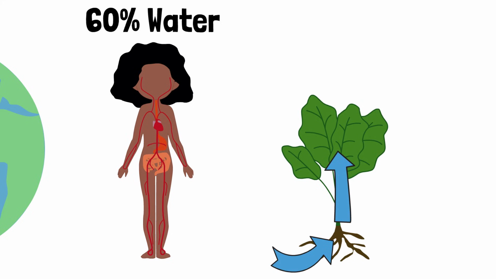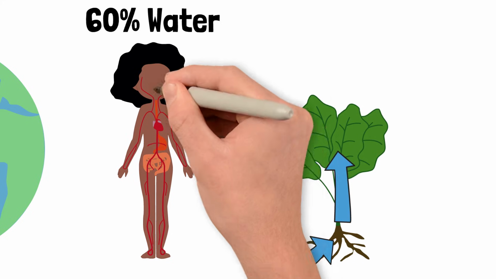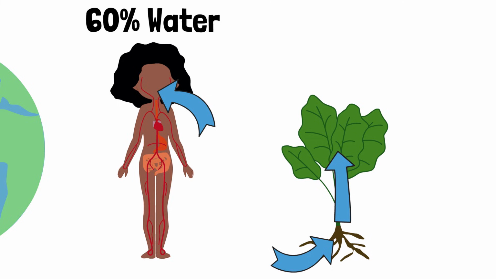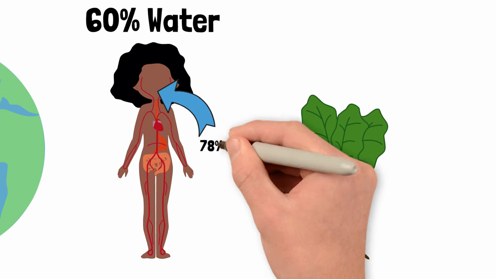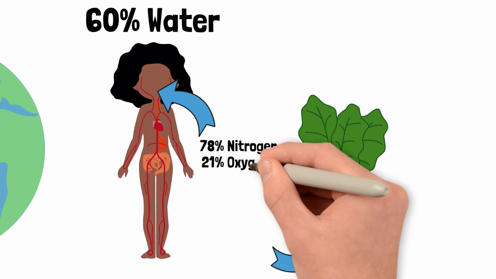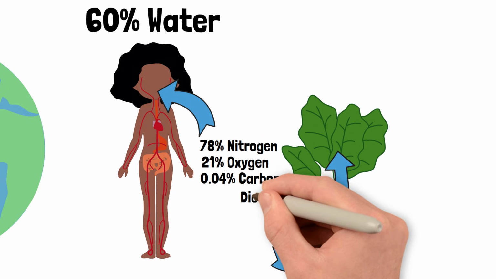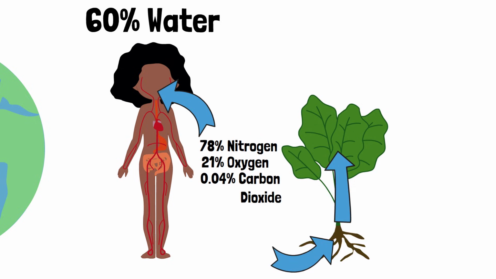Liquids aren't the only things that can dissolve other substances. Every time we breathe, we are breathing in a solution of gases that are dissolved in each other. These gases are about 78% nitrogen, 21% oxygen, and about 0.04% carbon dioxide, or the composition of the atmosphere.